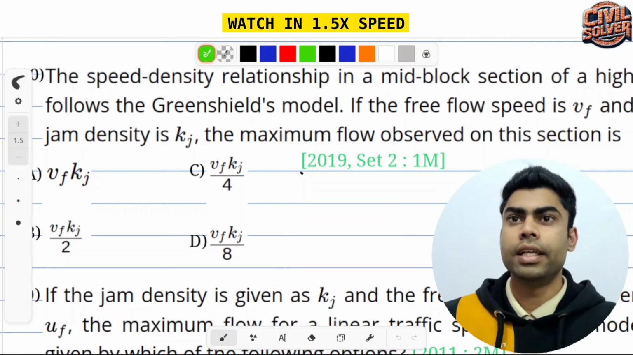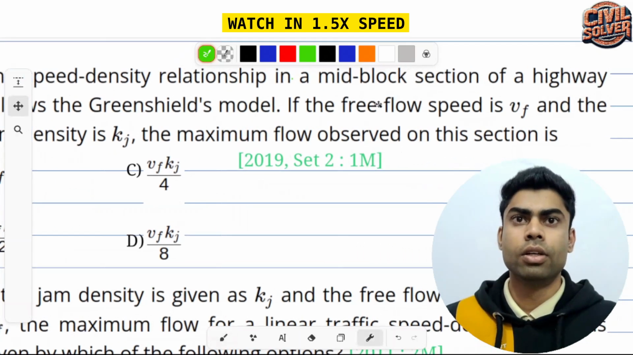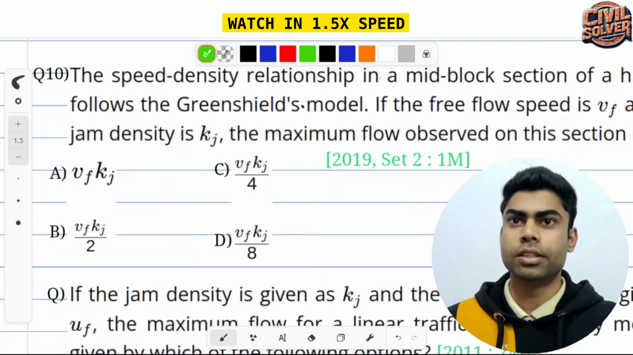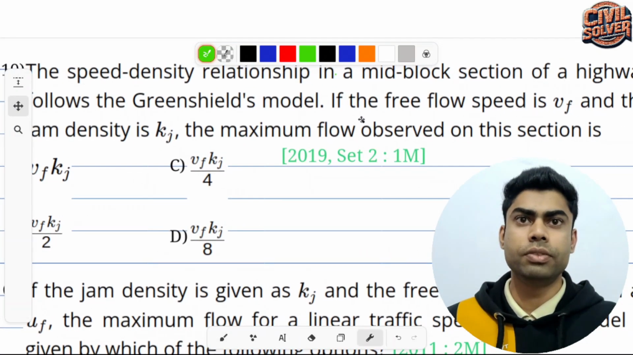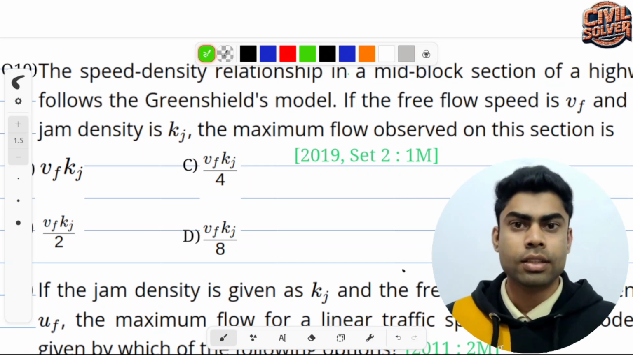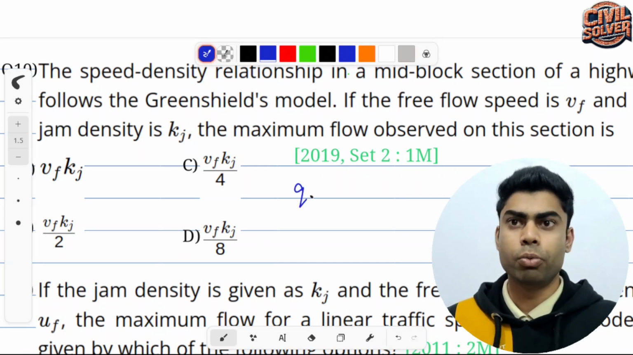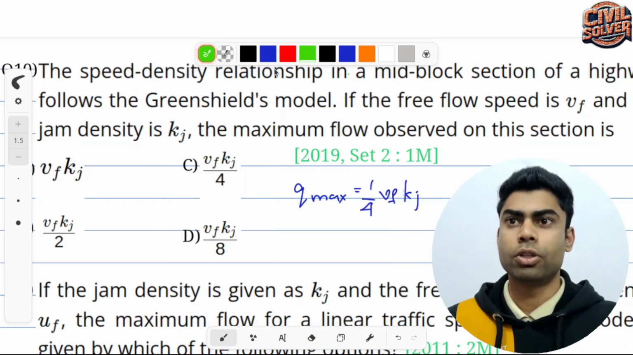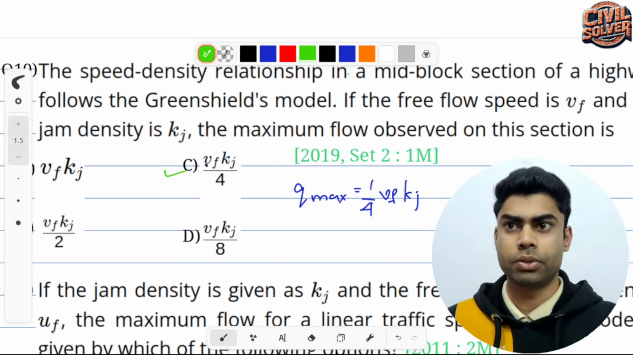The speed density relationship of a mid-block section of a highway follows the Greenshield model. If the free flow speed is Vf and the jam density is Kj, the maximum flow observed on this section is, again for Greenshield model, the maximum flow Qmax is simply 1/4 Vf Kj. So the correct option is option C, a direct formula based question.